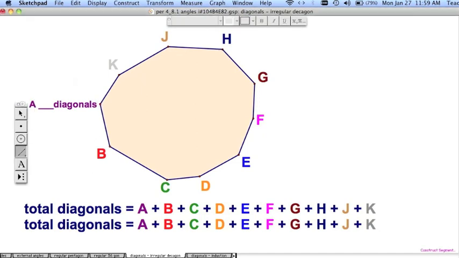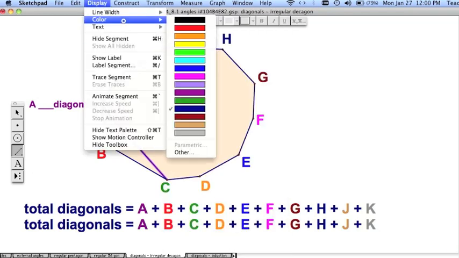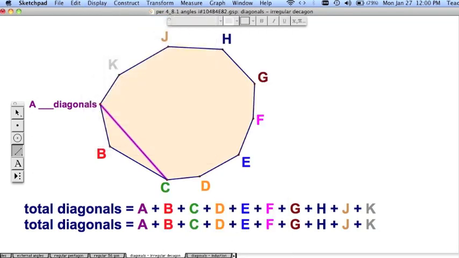I want you to start on A. Now, I can't draw a diagonal from A to A. I can't draw one from A to B because that's a side. But I can draw A to C. I'm going to set the color to purple, because the only way I can keep track is I'm going to keep changing the colors to match my vertex. So I'll draw a purple segment.